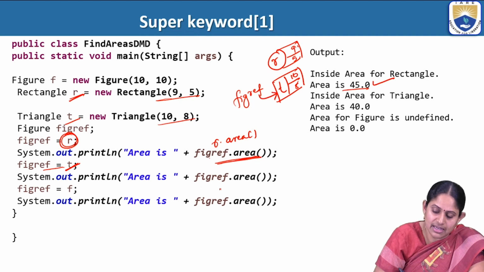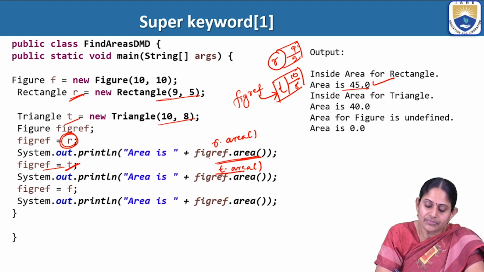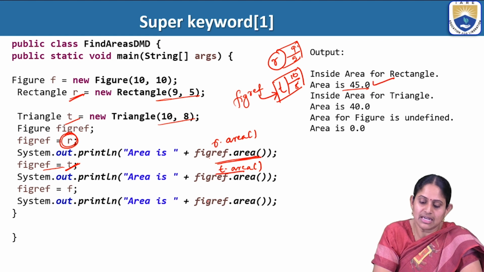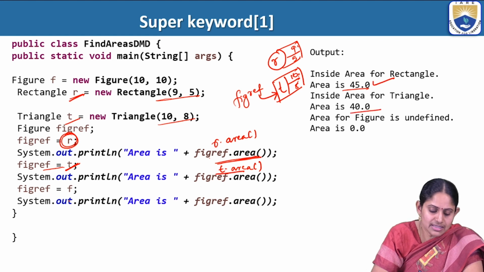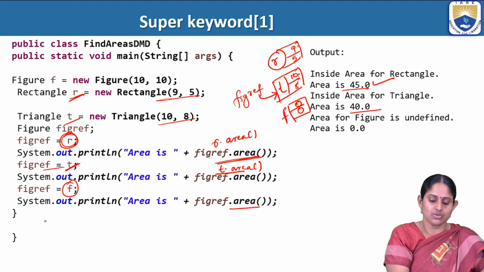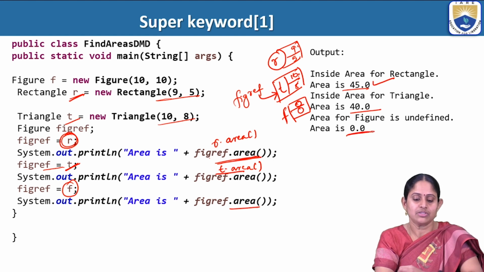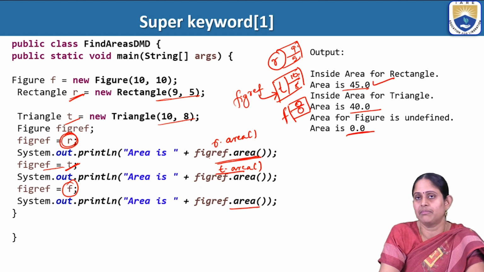Now, it is basically calling t.area. When t.area is called, it will invoke the triangle's area method and find half b h, so half into 10 into 8, which will be 40. And in the third case, the figure reference is made to point to f. The f is not having any value, so it is just returning the value 0. So it will return value 0 to it. So this is how we are implementing method overriding.